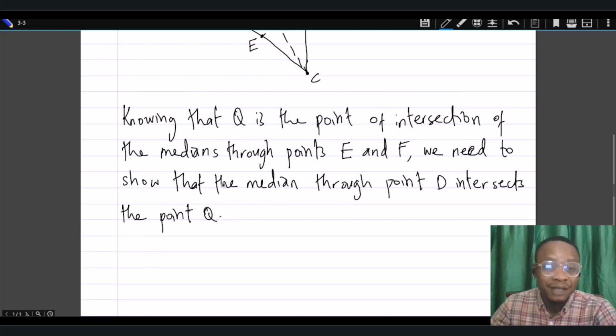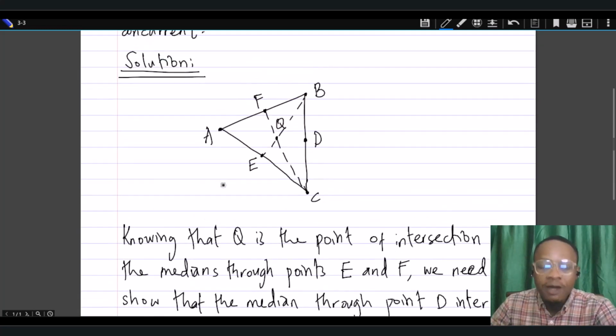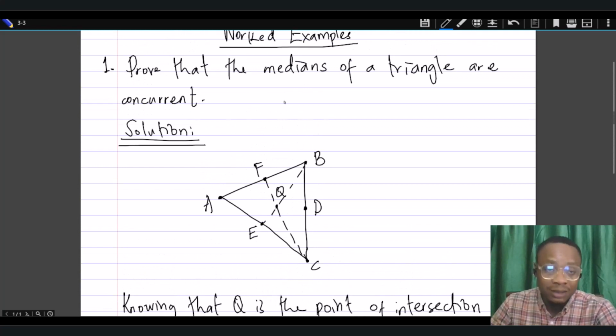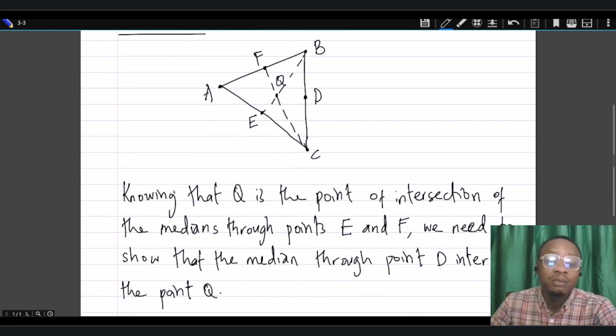So that is the idea. What have we done here? We have taken the problem statement and interpreted it in the context of this diagram we have so far drawn. So we have drawn this diagram.